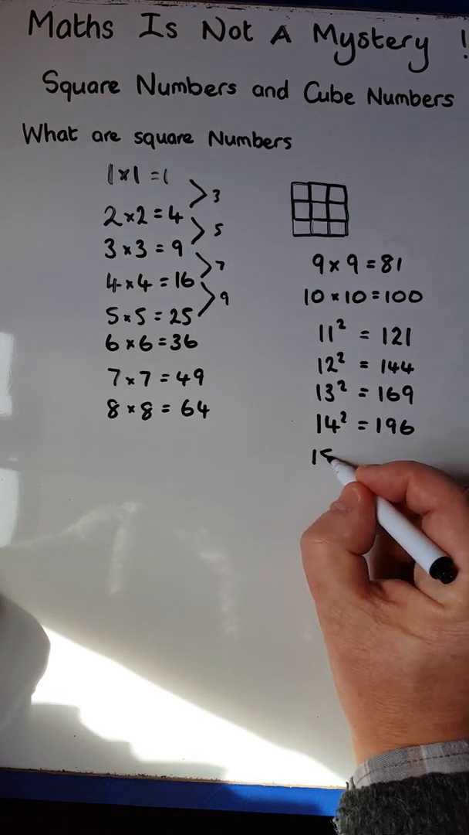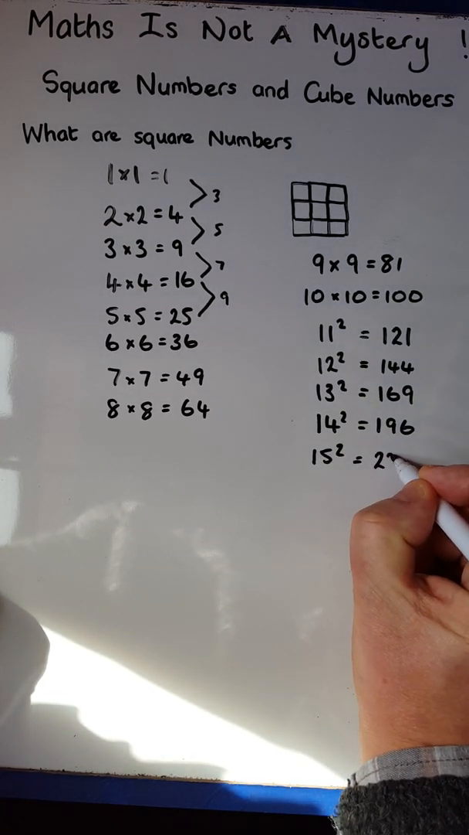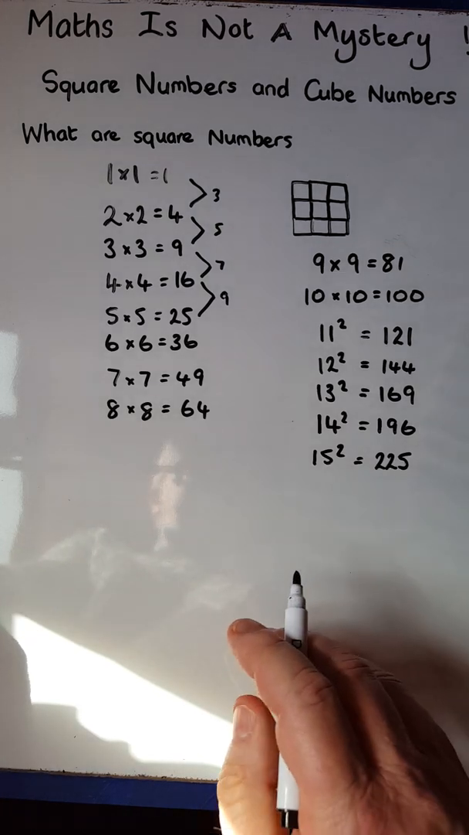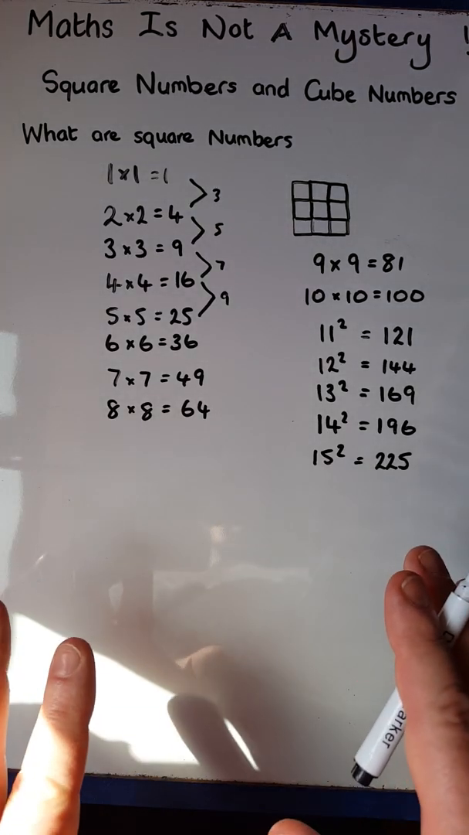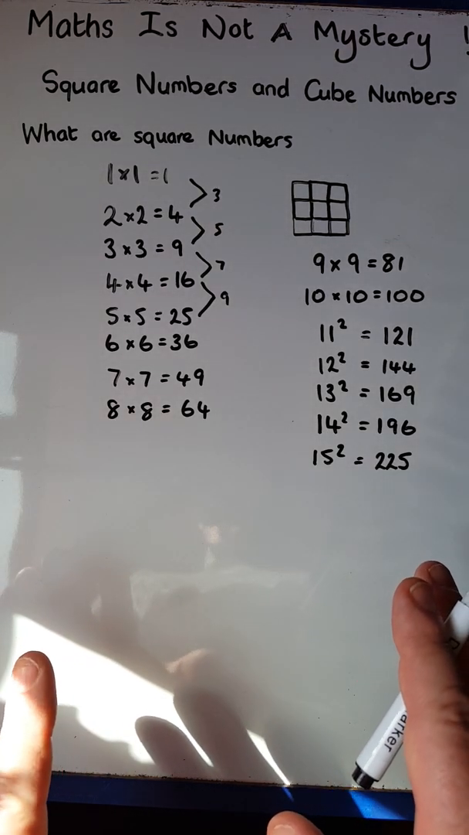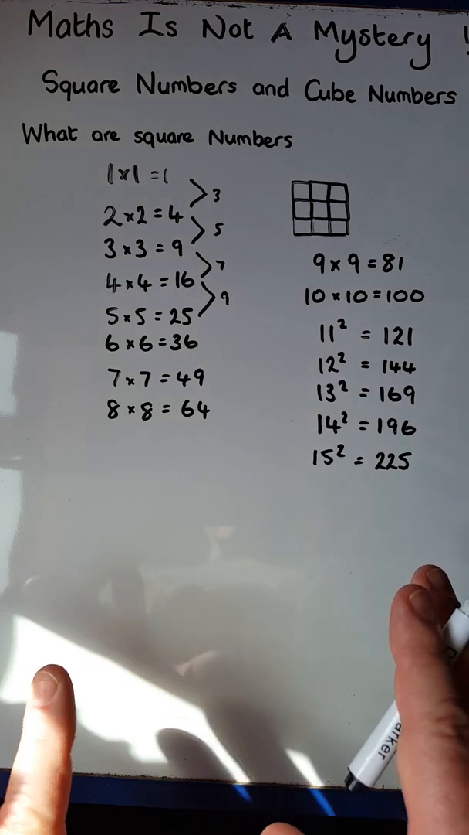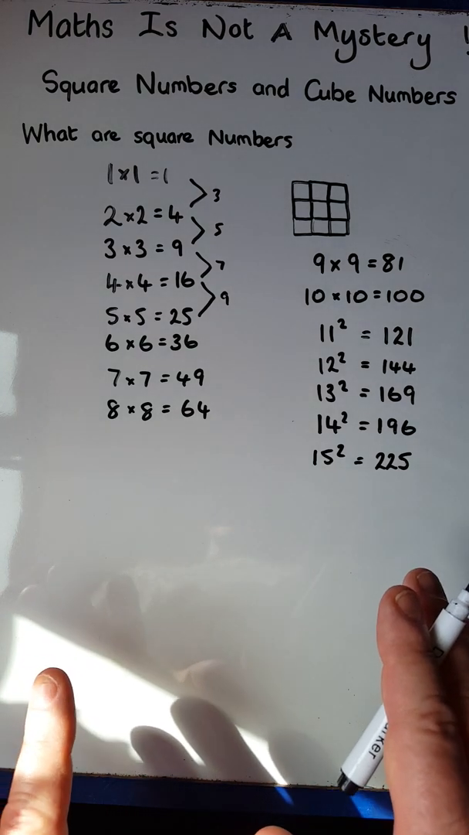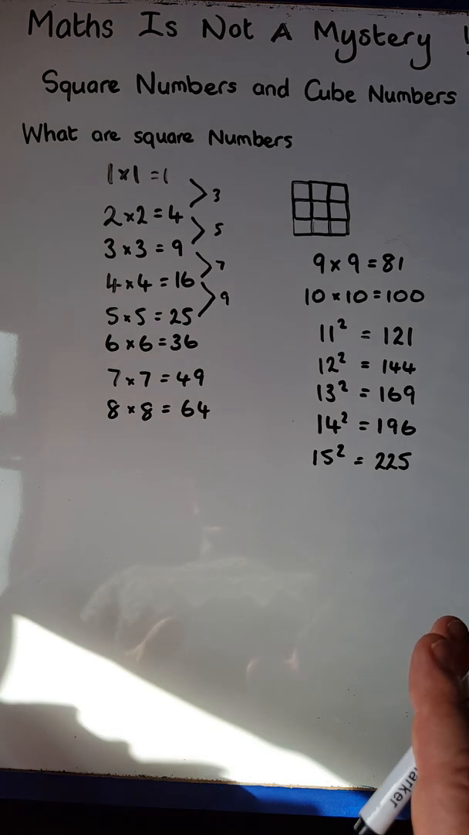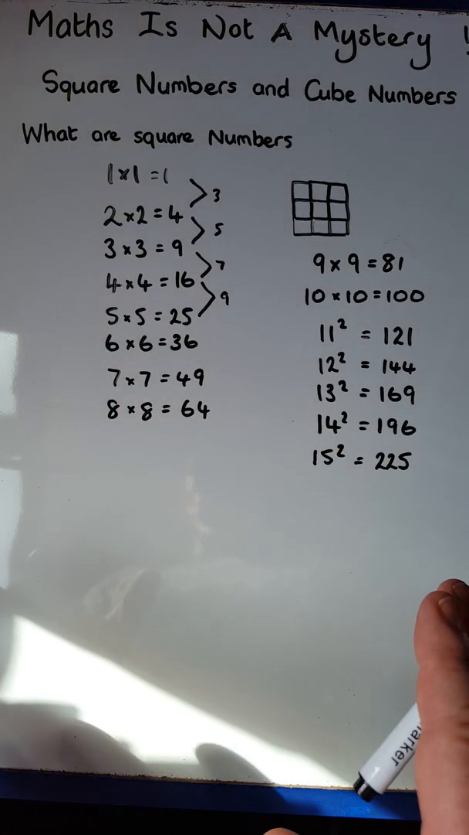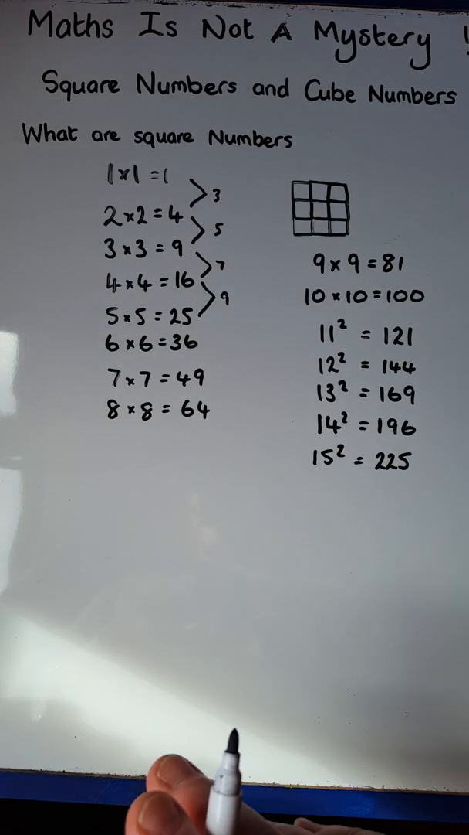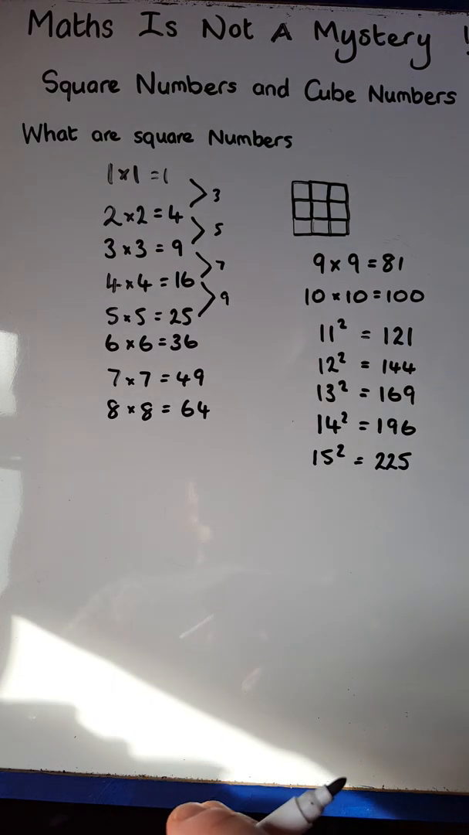Finally, 15 squared is 225. Now that's the square numbers all the way to 15 squared. You're supposed to know those. And the only way you can really know them is to commit them to memory. Just learn them and make sure that you've got it, because you could be asked those questions on the foundation paper.